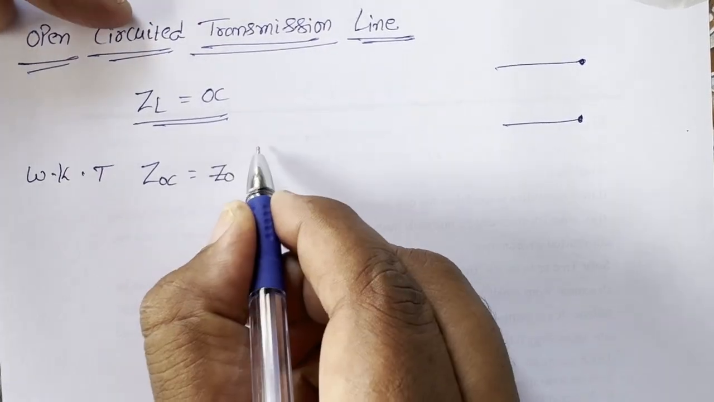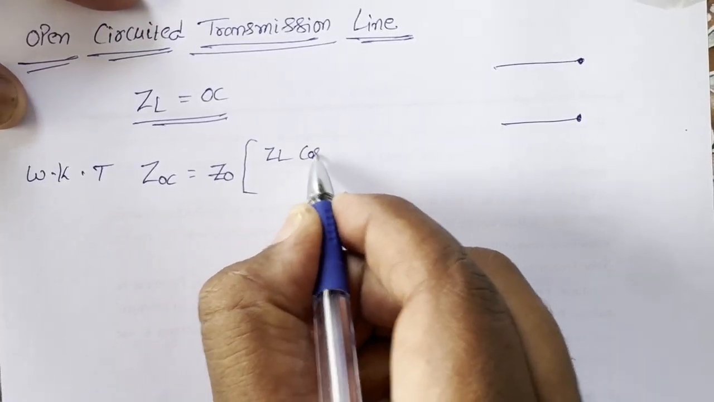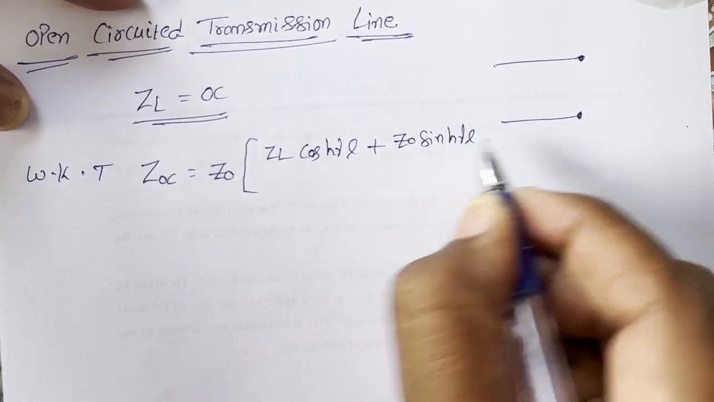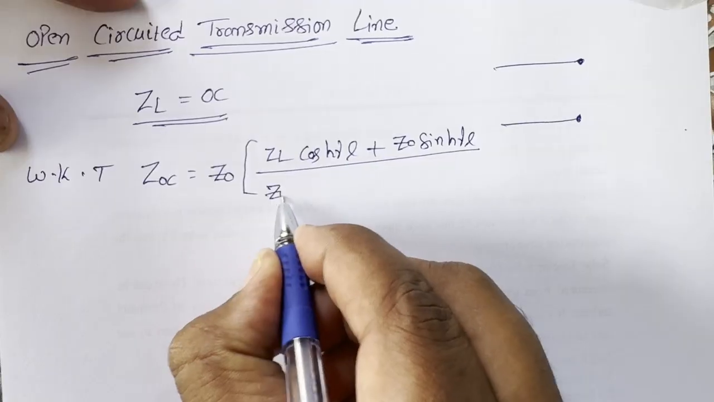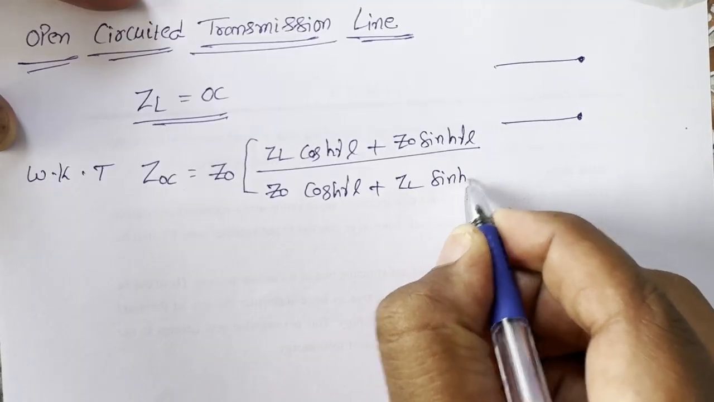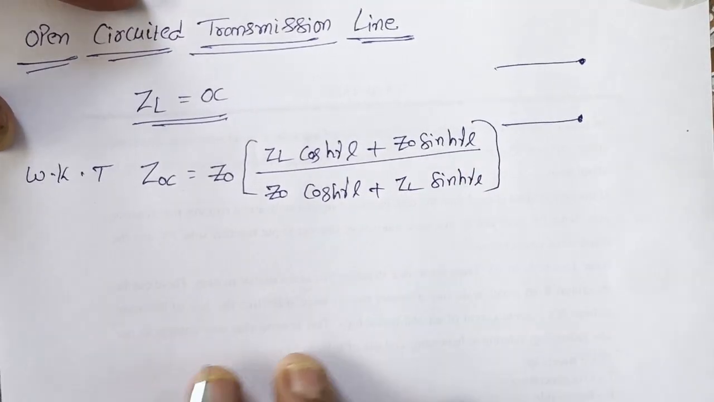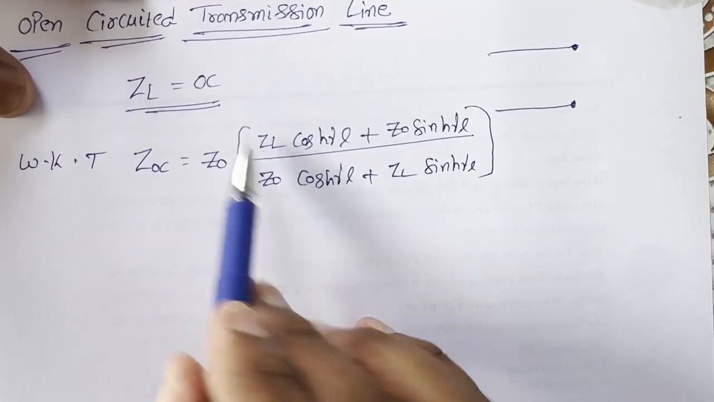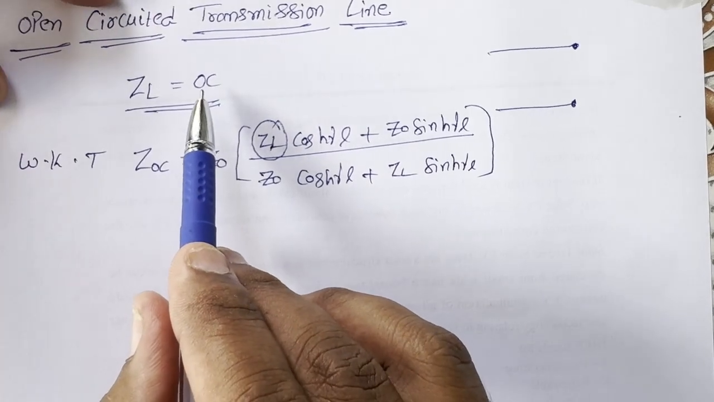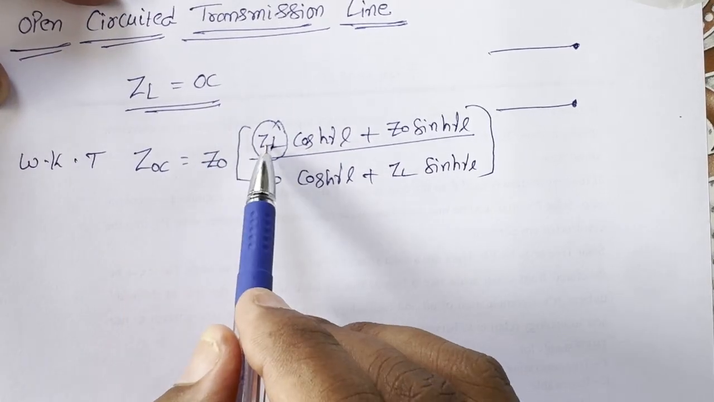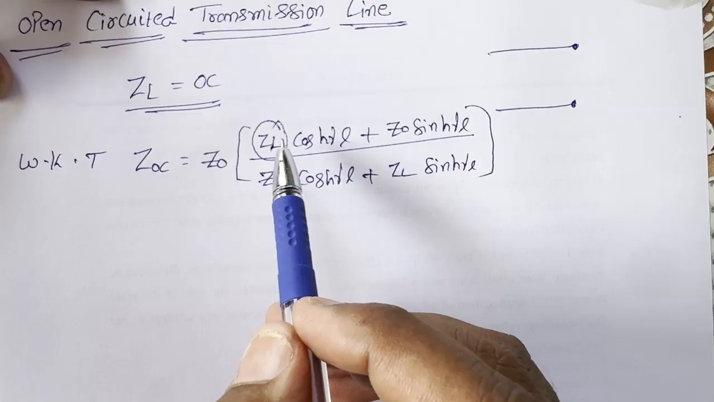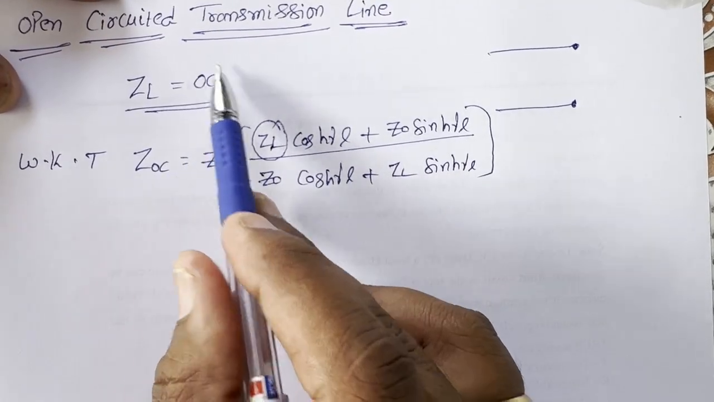ZOC equal to Z0 into ZL cosh gamma L plus Z0 sinh gamma L, by Z0 cosh gamma L plus ZL sinh gamma L. It is the expression. Here the value of ZL is infinity, but we are not able to substitute it directly. When we substitute it directly, the entire term will become infinity. So directly we can't substitute this one. We have to make this term 0.